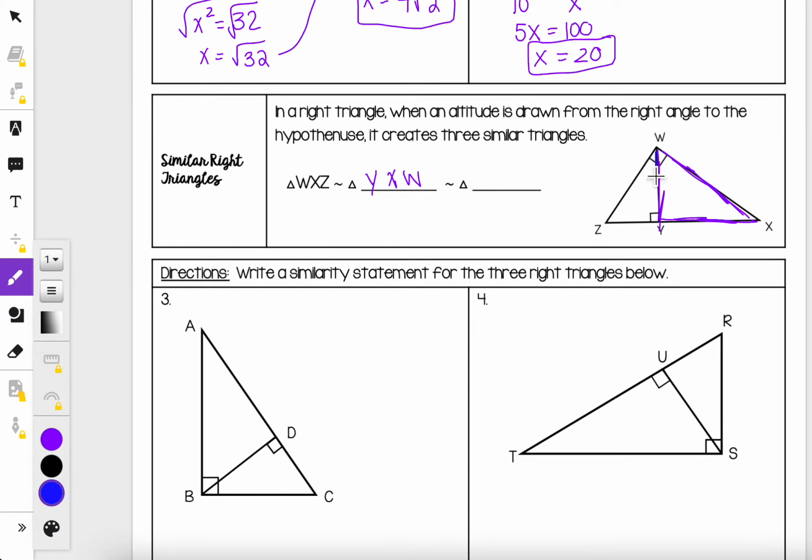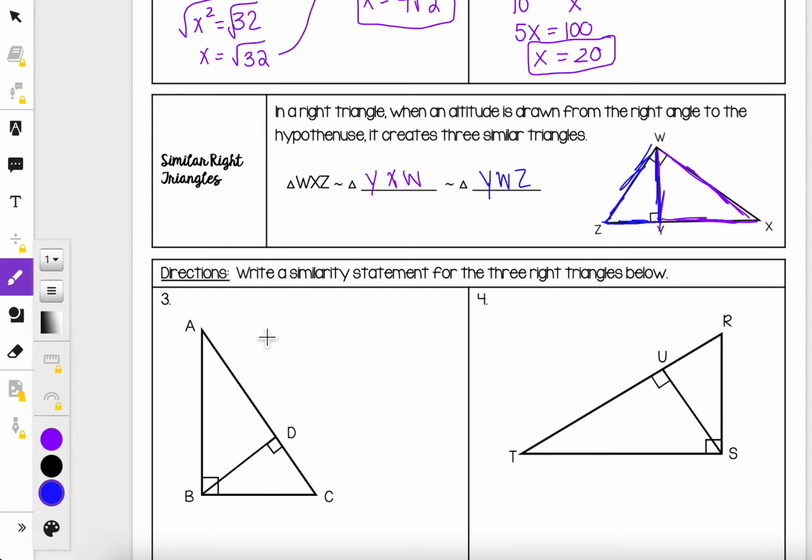Now, if I look at the smaller of the 2 right triangles that are formed by that altitude, I'm going to start at my right angle, so that's point Y, go to my long leg down to my hypotenuse. So that is similar to triangle YWZ. We're just practicing right now identifying those similar right triangles.